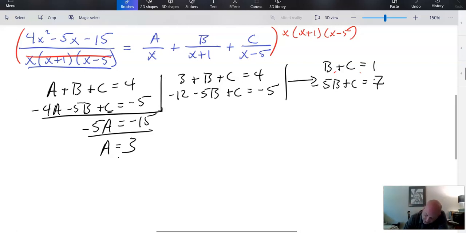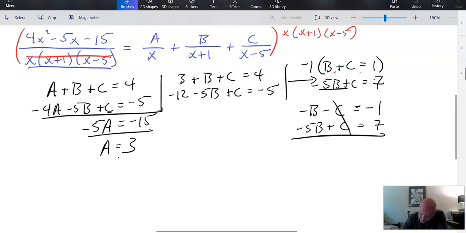So I'm going to start, I think I'm just going to multiply the top by negative 1. And so that gives me a new system that gives me negative b minus c equals negative 1. And then the other equation stays the same. So it's negative 5b plus c is equal to 7. And if I add those together, this dies, right? And I get negative 6b is equal to 6, which tells me that b is 1. So that's actually very convenient.